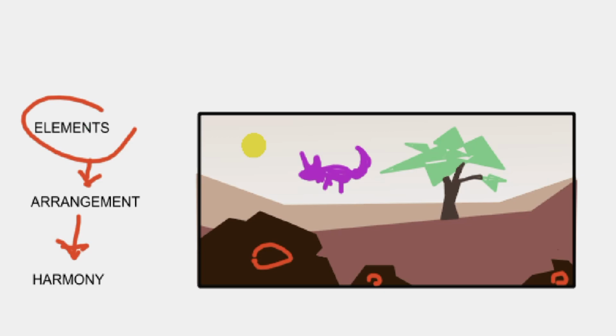Of course, the cat is now an element, but the arrangement is off, right? The arrangement is off, and so the harmony is off. There is no harmony here because where can I put this cat?